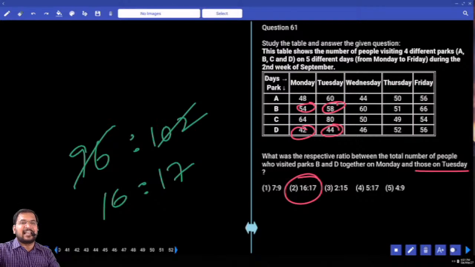Difference is 6. Therefore it goes 6 table. 6 16 times, 6 17 times. Are you clear?